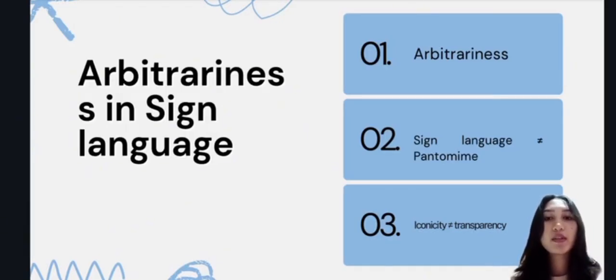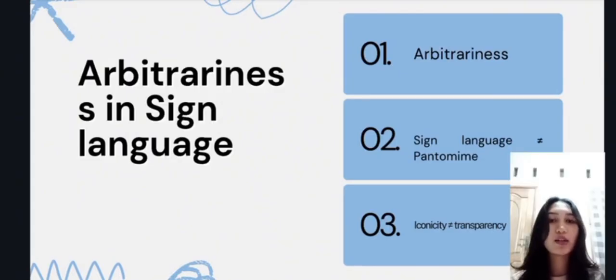Arbitrariness. What is arbitrariness? Arbitrariness is no connection between sign form and its meaning. This relationship is socially determined. Next, sign language is not a pantomime. Signs are not immediately understandable without learning, similar to spoken words.